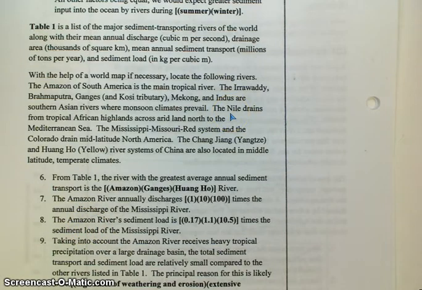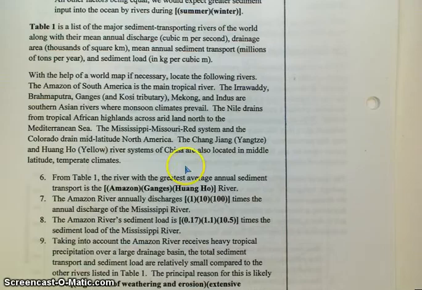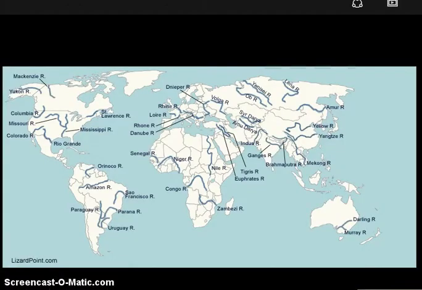The Nile drains from tropical African highlands across arid land north to the Mediterranean Sea. All right, so the Nile River is right here, traveling north, draining into the Mediterranean. The Mississippi, Missouri Red River system and the Colorado drain mid-latitude North America. Y'all should be somewhat familiar with those. Here's the Mississippi, Missouri River system. Here's the Colorado River system.